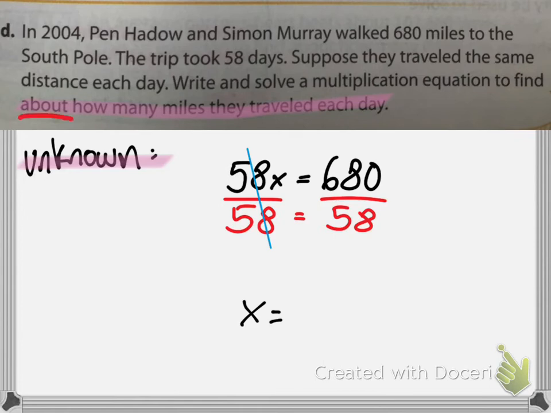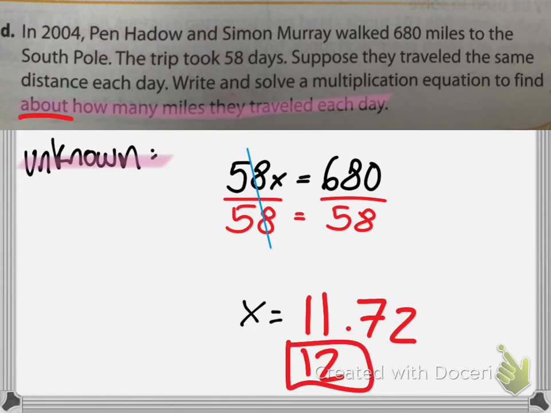It says about how many days. On your test, I would never have an "about" that gives you a decimal or requires rounding. But doing this mentally, I know that 58 times 10 is 580. This is about 100 more. That's about 2 of the 58s, a little less. We would get our answer to be 11.72. About how many days? 12 days. We round up because they can't have walked less than 11.72 days to get there on time, right?